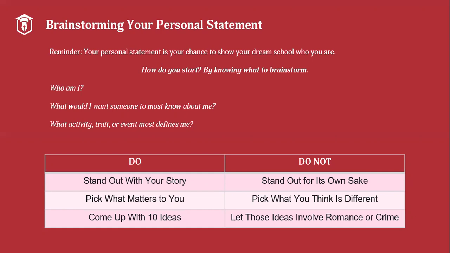In a similar vein, pick what matters to you. I personally have gone skydiving. I really enjoyed skydiving, but it's not something that really matters to me on a deep level. So if I were writing this essay, I wouldn't write about skydiving. If skydiving, on the other hand, does mean something really deep to you, go for it. But don't pick what you think is different.